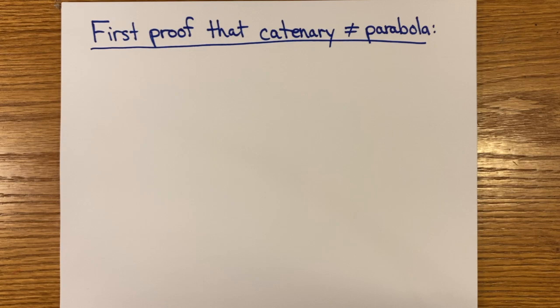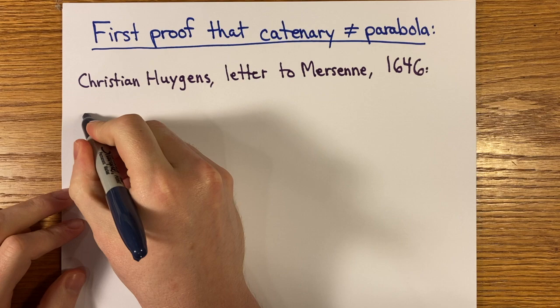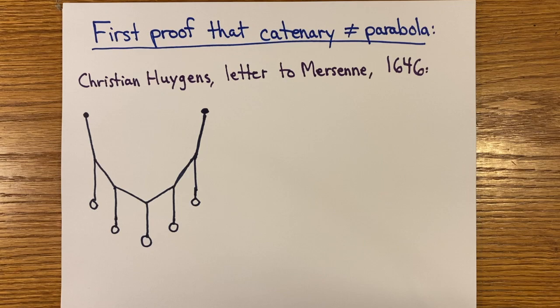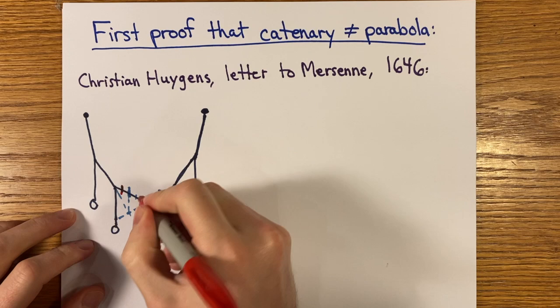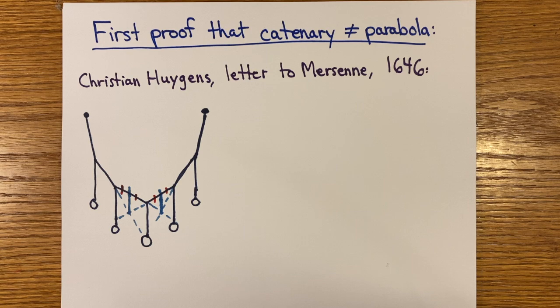Now, not everyone agrees about who deserves credit for first showing that the catenary is not a parabola, but I think the honor goes to Christian Huygens. Here is one of his diagrams from a letter to Mersenne from 1646 when he was only 17 years old. He imagined a kind of discretization of the problem where the catenary consisted of straight lines holding up a sequence of weights. Assuming equal weights, the extended segments intersect along the vertical bisectors of the segments, a property he showed was incompatible with a parabola.